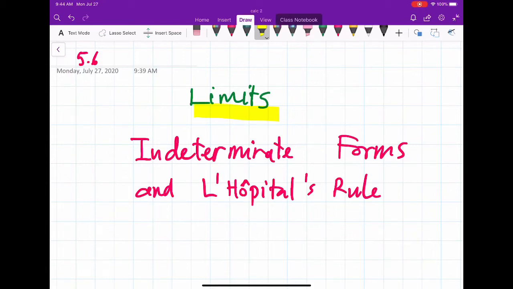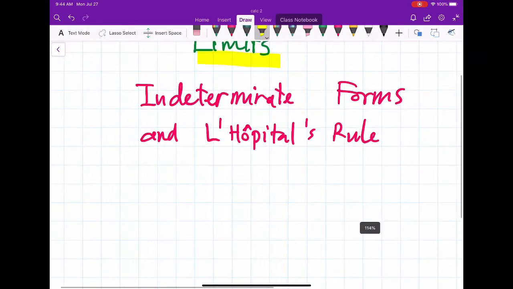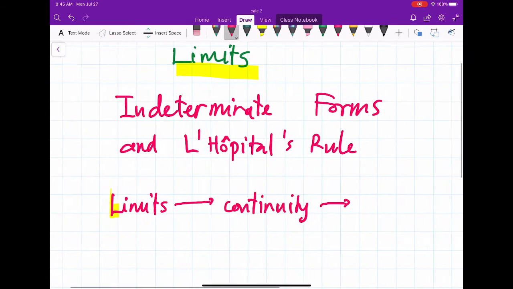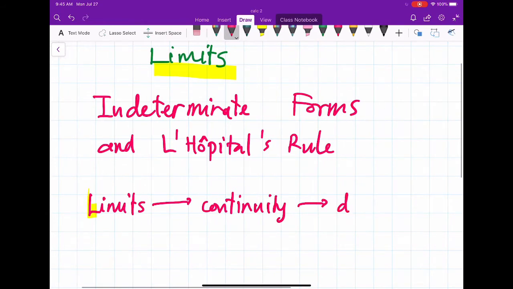Hello. In this video, we turn back to the very first topic in calculus, limits. We study some indeterminate forms and a very powerful tool, the L'Hopital rule, to solve limits. Remember that when we studied limits, we didn't know anything about derivatives, right? Because the topic is limits, and then after that we consider continuity, and only after this we consider differentiability.